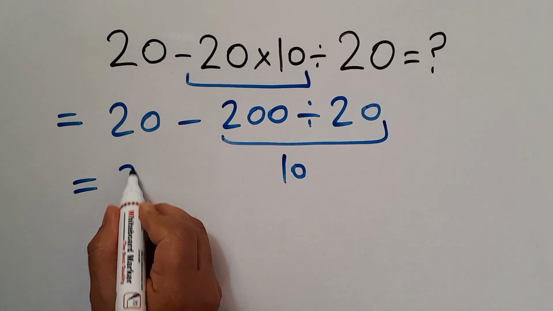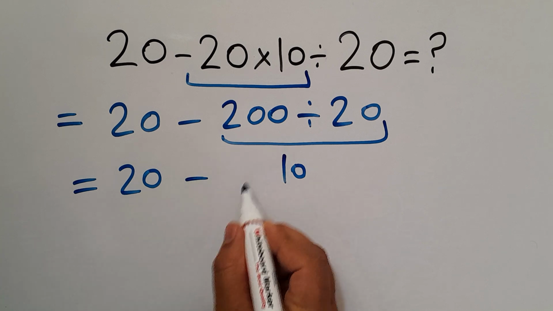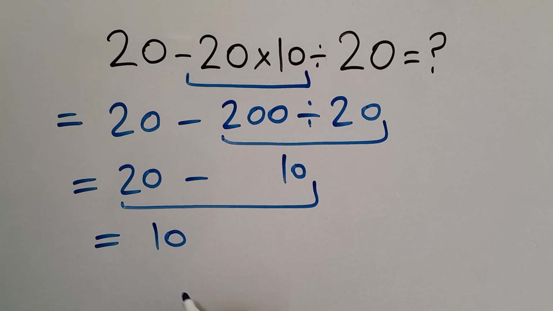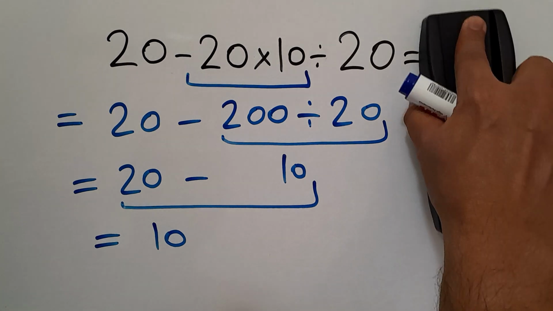So we have 20 minus 10, and 20 minus 10 is just 10. So our final answer to this problem is just 10.